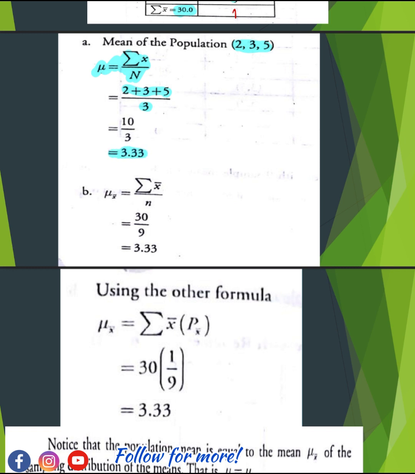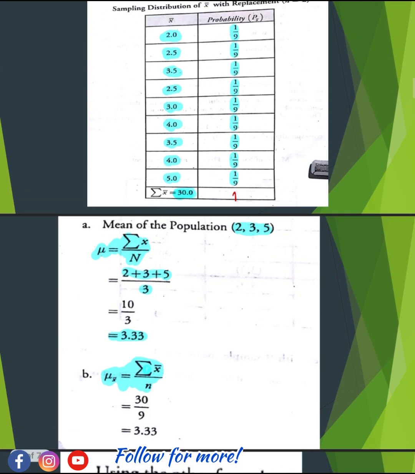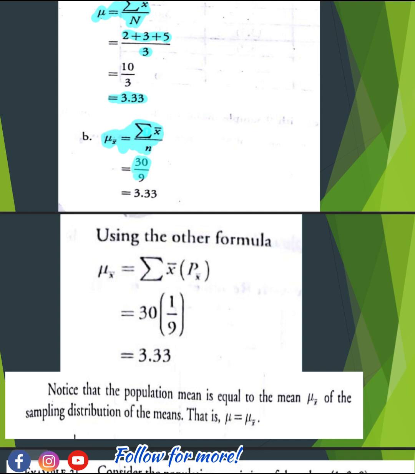Now for B, for the second question, find the sample mean. For letter A, mean of the population. For letter B, sample mean. Use the formula: sample mean is equal to the summation of the samples divided by small n. Okay? And what is the summation of the samples? That is equal to 30. Divided by how many observations? 1, 2, 3, 4, 5, 6, 7, 8, 9. So divided by 9. That's 30 divided by 9, which is also equal to 3.3.